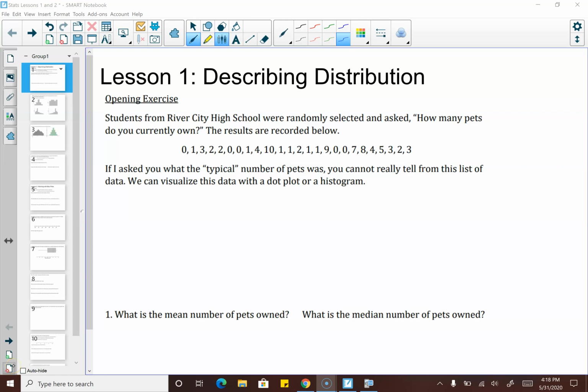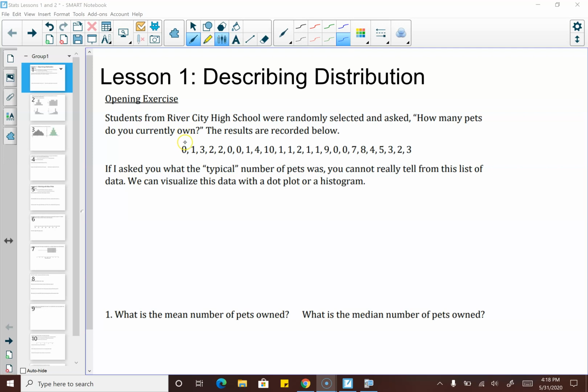So for this last little bit, we are going to do a little bit of statistics. And the first piece we want to talk about is describing distribution. So the opening exercise says students from River City High School were randomly selected and asked, how many pets do you currently own? The results are recorded below.